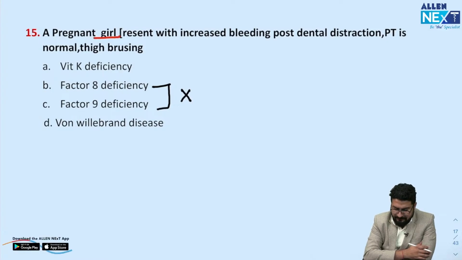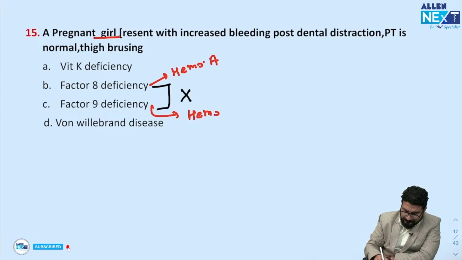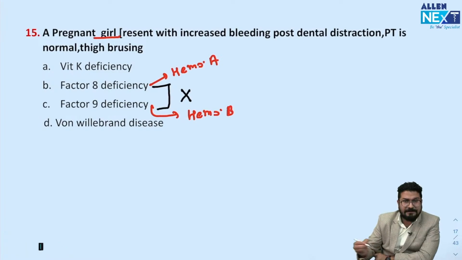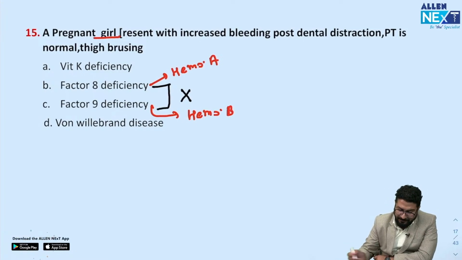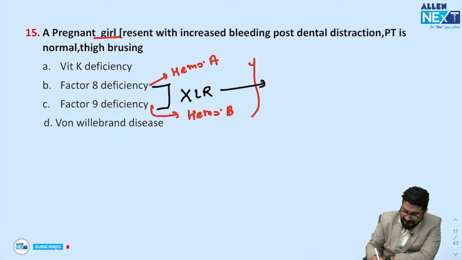Hemophilia A and B. Factor 8 deficiency is hemophilia A. Factor 9 deficiency is hemophilia B. These are ruled out. Why are these ruled out? Because these are seen in boys. These two conditions are X-linked recessive, and X-linked recessive conditions are seen in boys.